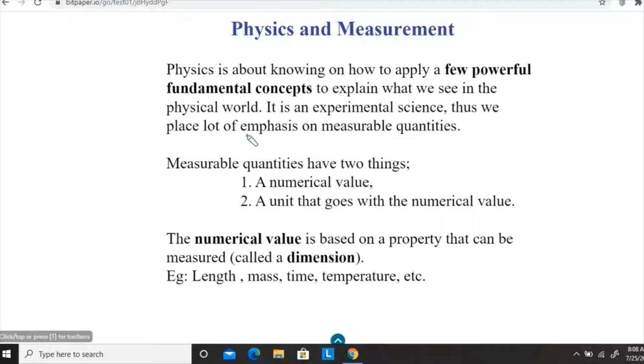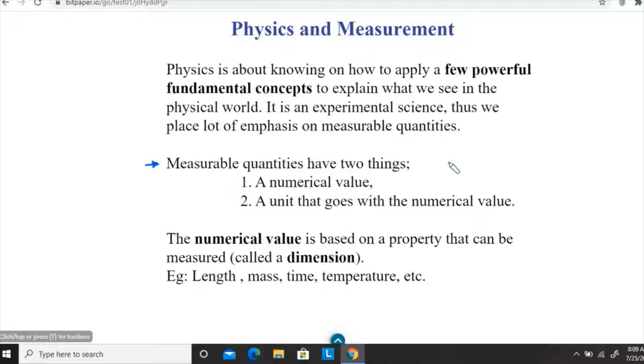In this video, I'm going to talk about topics in chapter 1 of our textbook, namely measurable quantities, dimensions, units, and significant figures. Now, when we talk about a measurable quantity, there are two things that we need to know. A measurable quantity will have a numerical value and a unit associated with that.